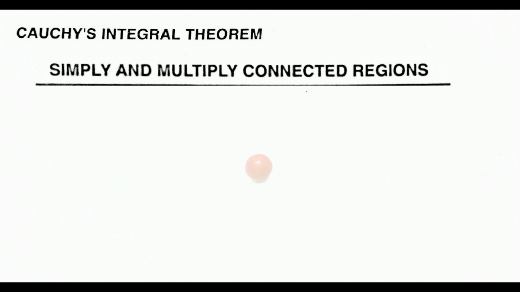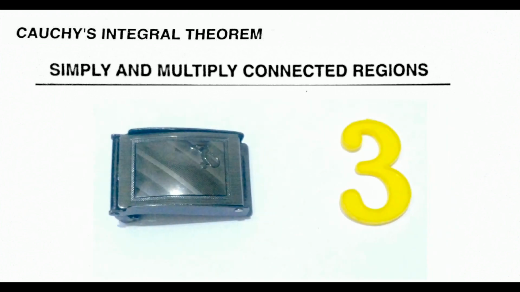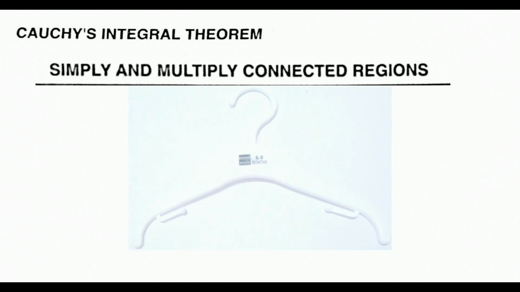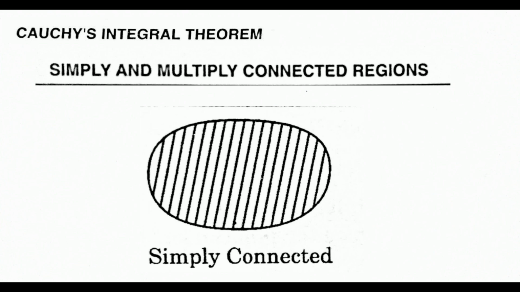Like the picture of this tomato, the front cover of this buckle which I use to tighten my belt, the frame of digit 3, this plate cover can also be considered. Let me take a very exceptional case. This is the shape in which this hanger is taken here. These are all examples of simply connected regions.